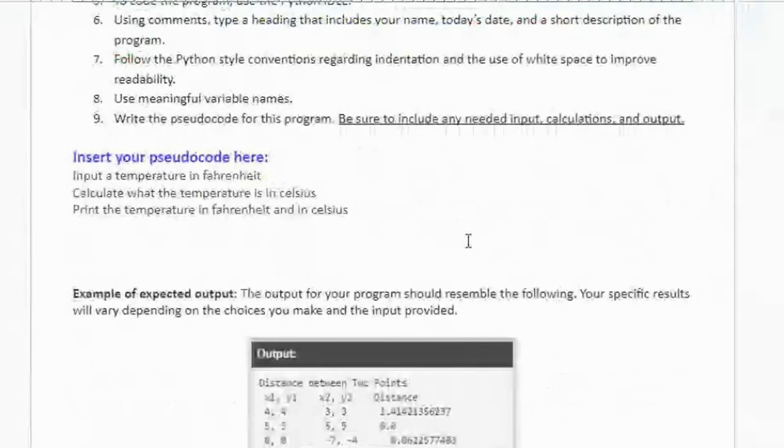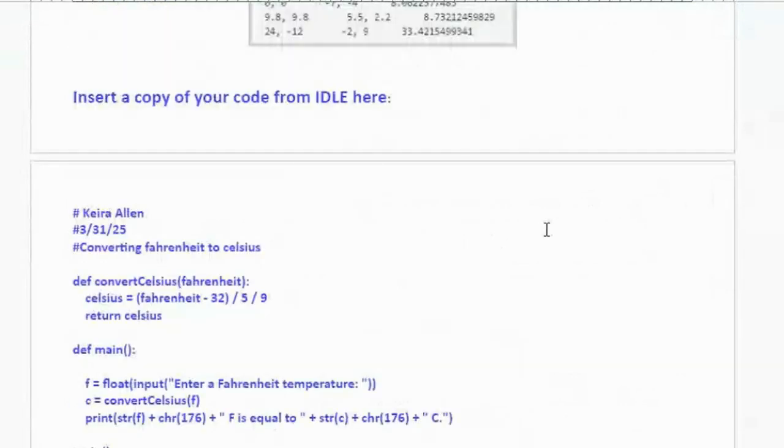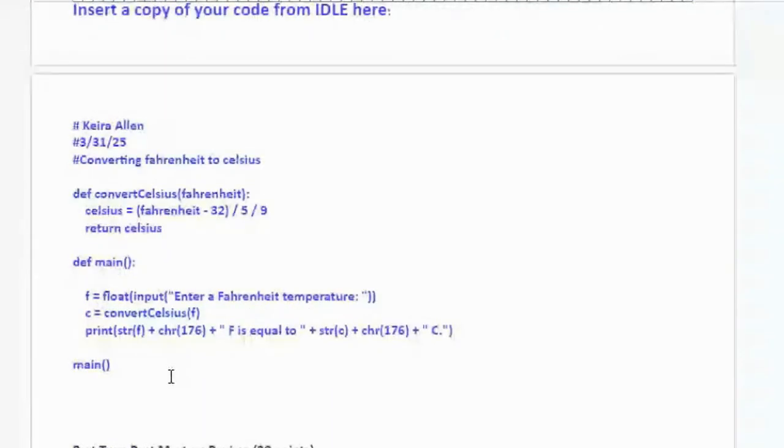All right, Keira, I got your testing program here. And other than what I said in class, you can't do Fahrenheit to Celsius because that's what our lesson did. Let's take a look at this. So looking at your template: enter temperature in Fahrenheit, calculate what it is in Celsius, print it in Fahrenheit and Celsius. So great. There's your code.